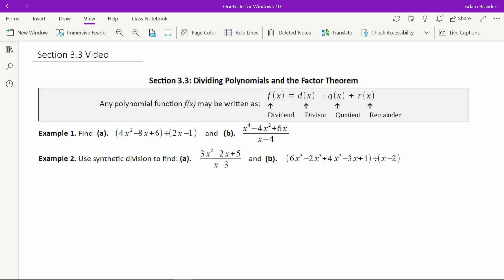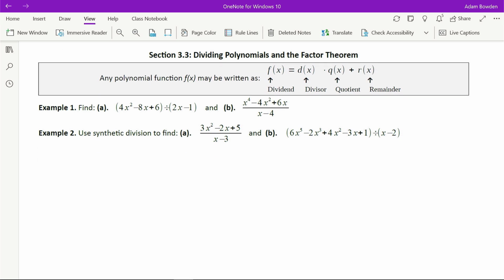In section 3.3, we're going to talk about dividing polynomials and the factor theorem. It says here, any polynomial function f(x) may be written as f(x) equals d(x) times q(x) plus r(x), where d is the divisor, q is the quotient, and r is the remainder. We're going to be able to do polynomial division ultimately in two different ways, but we're going to start with long division with polynomials.